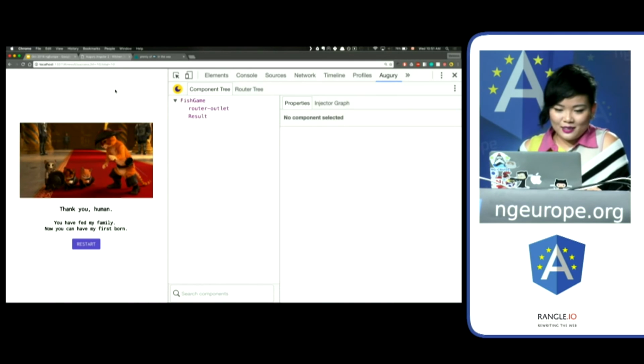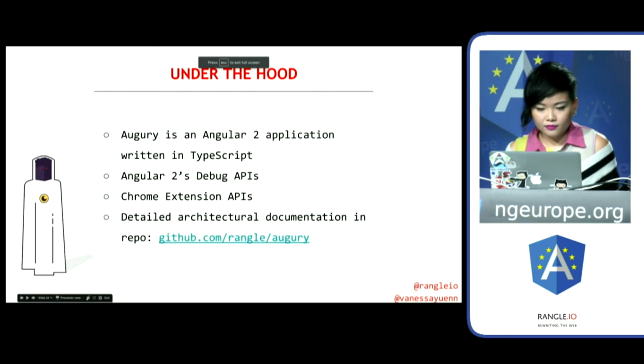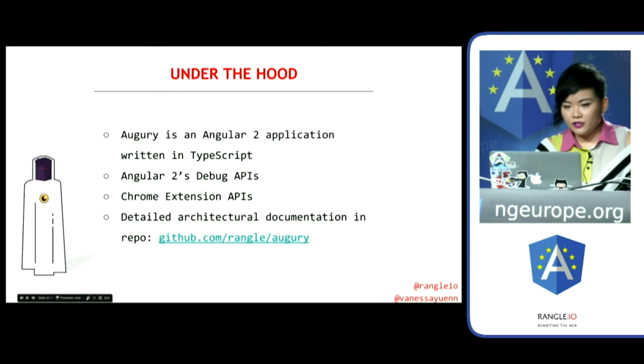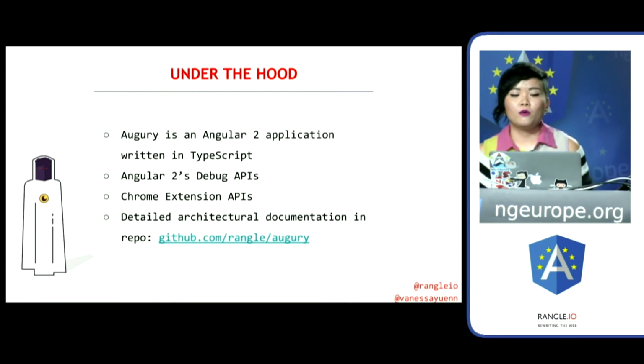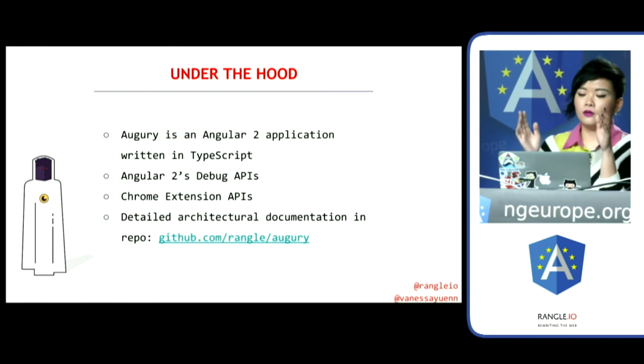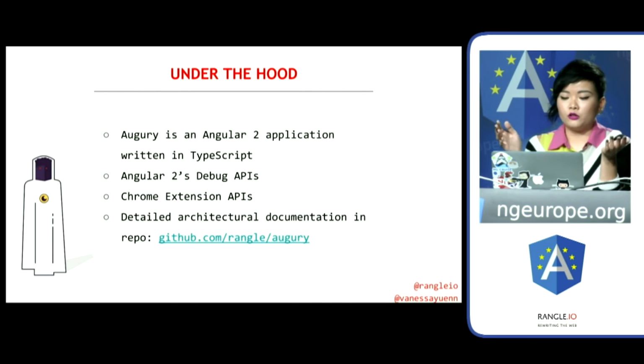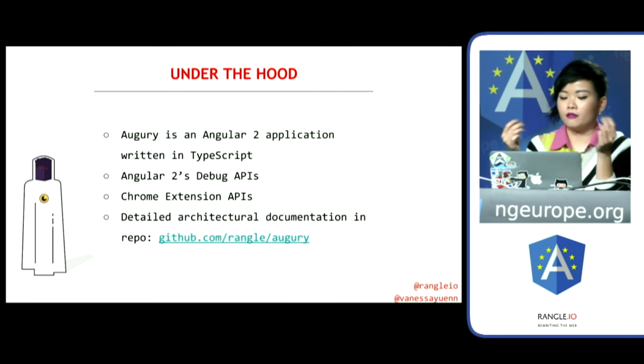All right, so that was a fun demo. Back to the slides. So you've seen what Augury can do, and I want to just briefly explain what goes on under the hood. Obviously Augury is a Chrome extension, but under the extension wrapper, Augury isn't much different from any Angular 2 applications that you probably are writing already.